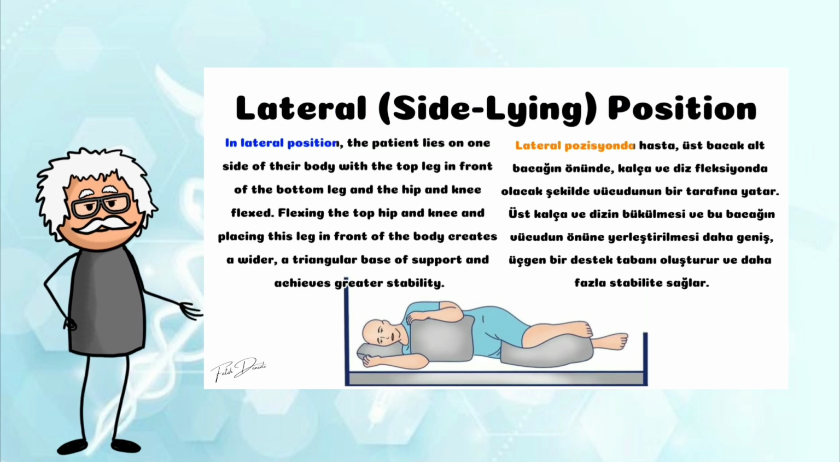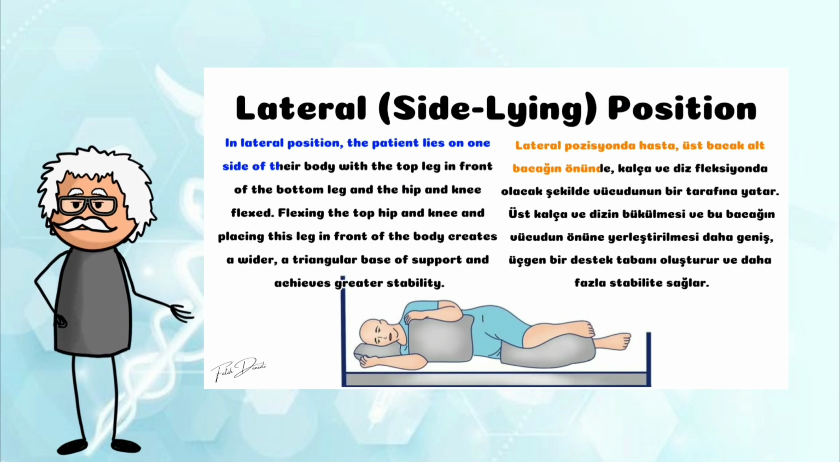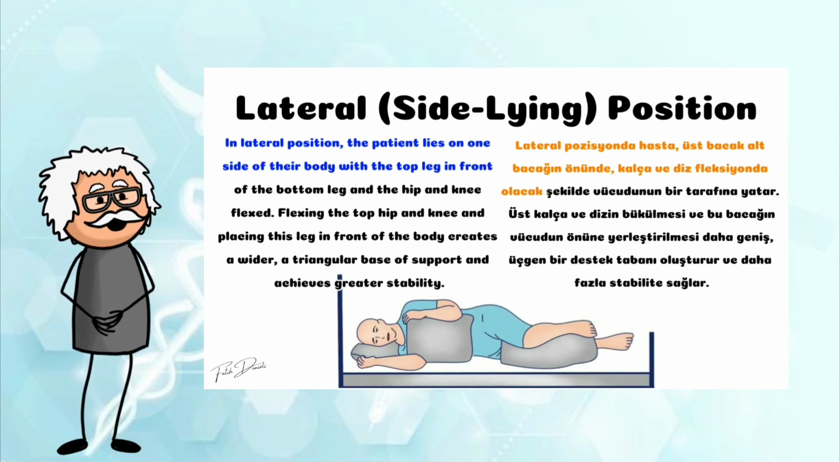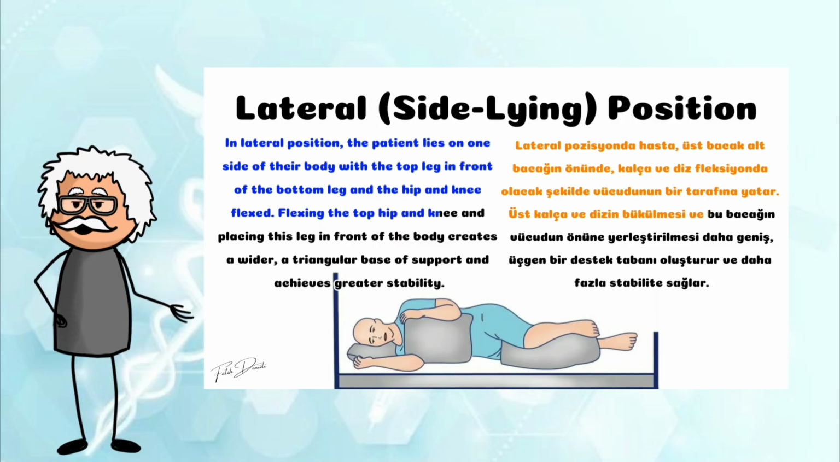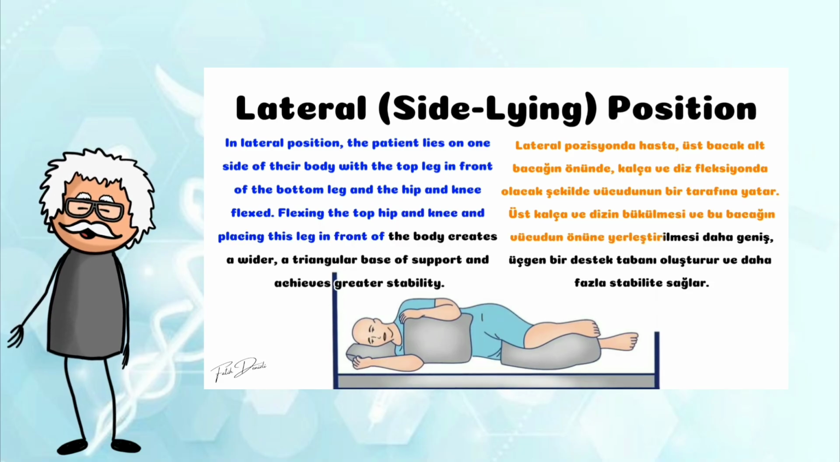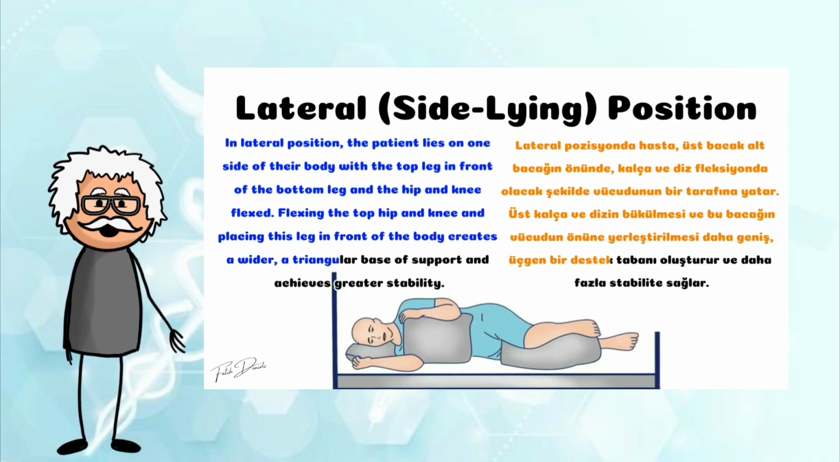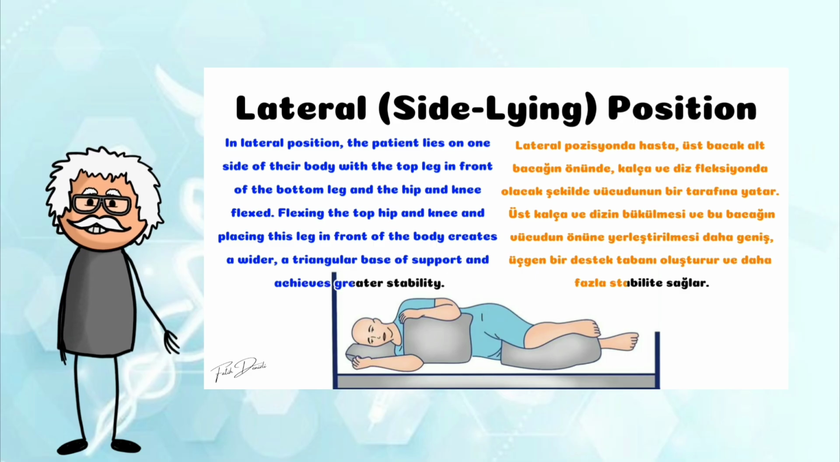Lateral side lying position. In lateral position, the patient lies on one side of their body with the top leg in front of the bottom leg and the hip and knee flexed. Flexing the top hip and knee, and placing this leg in front of the body creates a wider, triangular base of support and achieves greater stability.